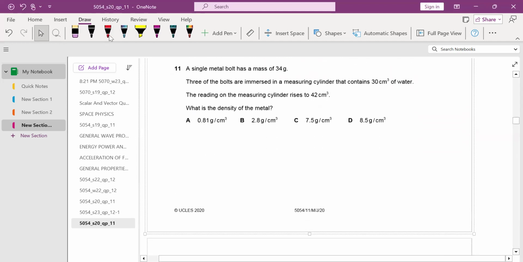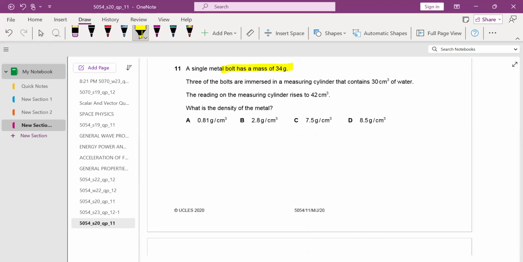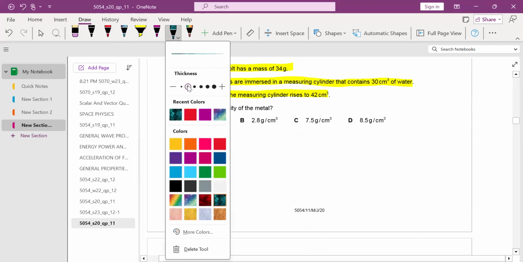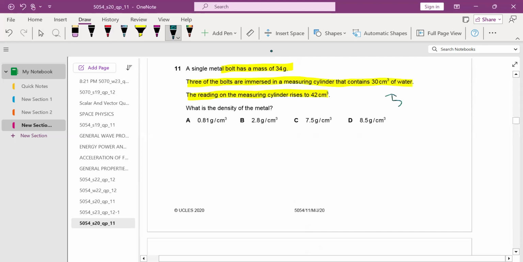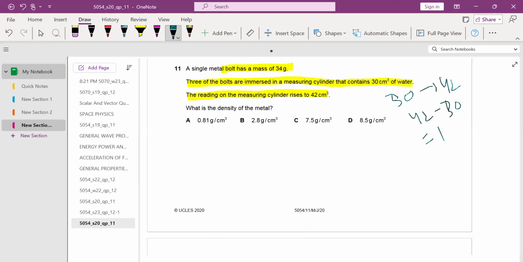Question number 11. A single metal bolt has mass 34 grams. Three metal bolts are immersed into a measuring cylinder that contains 30 centimeter cube of water. The reading on the measuring cylinder rises to 42. So initially the reading was 30, then it rises to 42. So 42 minus 30 gives 12.